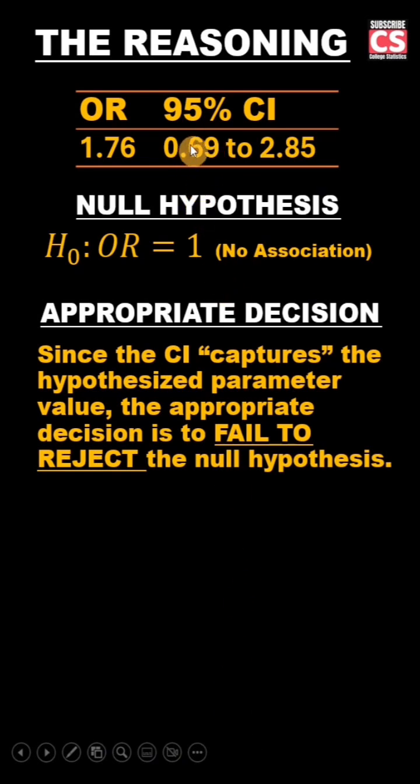See how the lower bound of this confidence interval is less than 1? Now, 1 is the hypothesized parameter value. An odds ratio of 1 means the numerator is equal to the denominator, which means there's no association. So if the lower bound is less than 1 and the upper bound is greater than 1, then this confidence interval captures the hypothesized parameter value.